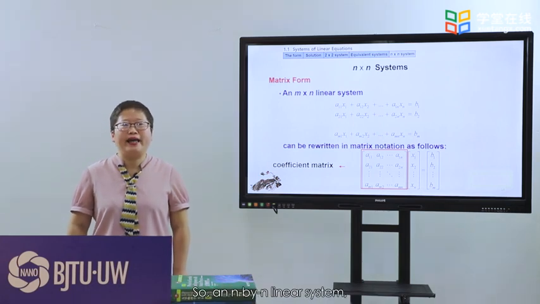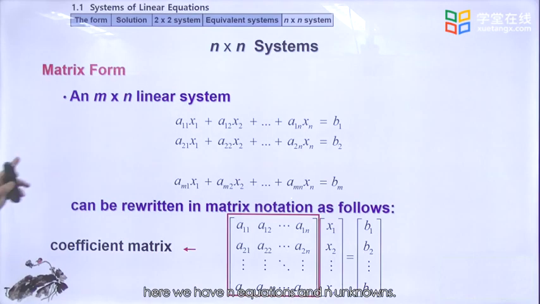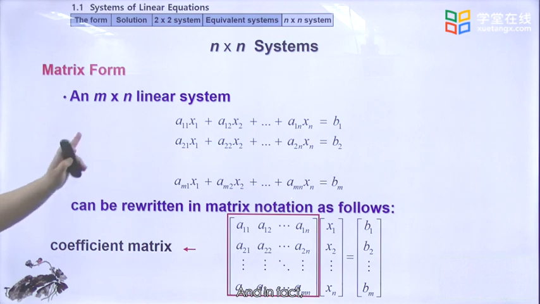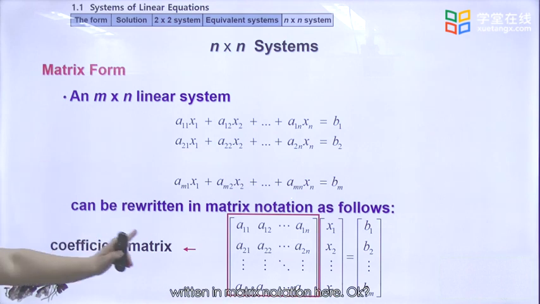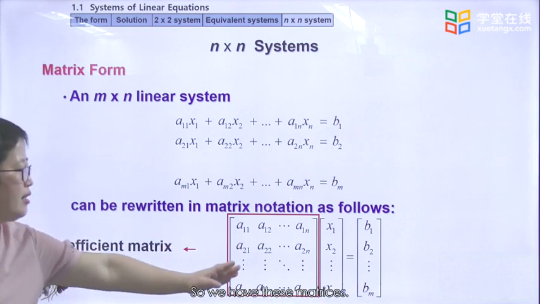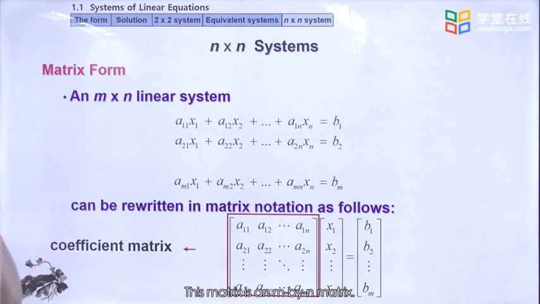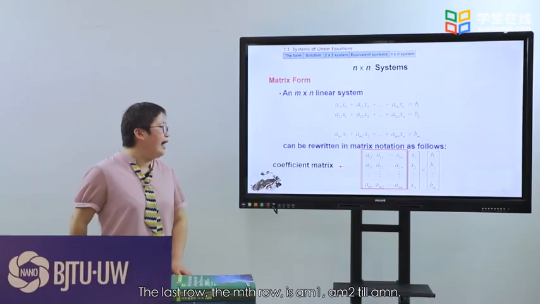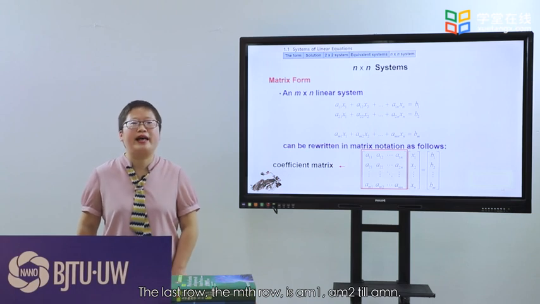So for an n by n linear system, here we have m equations and n unknowns. In fact, this linear system can be written in matrix notation. We have this matrix, an n by n matrix. The first row is A11, A12 till A1n. The second row is A21, A22 till A2n. The last row, the mth row, is Am1, Am2 till Amn.